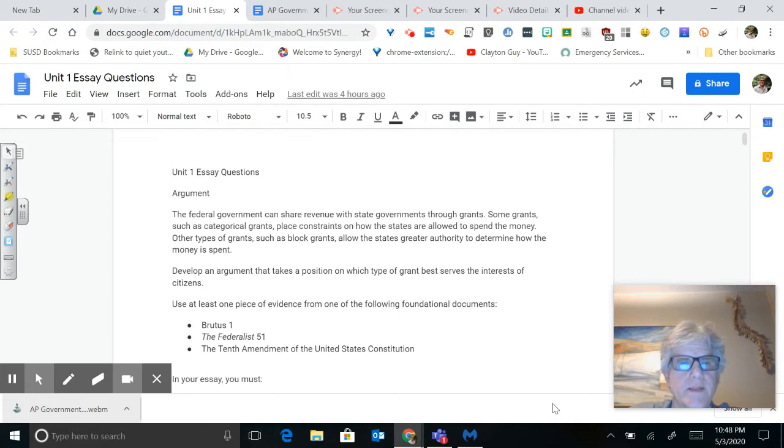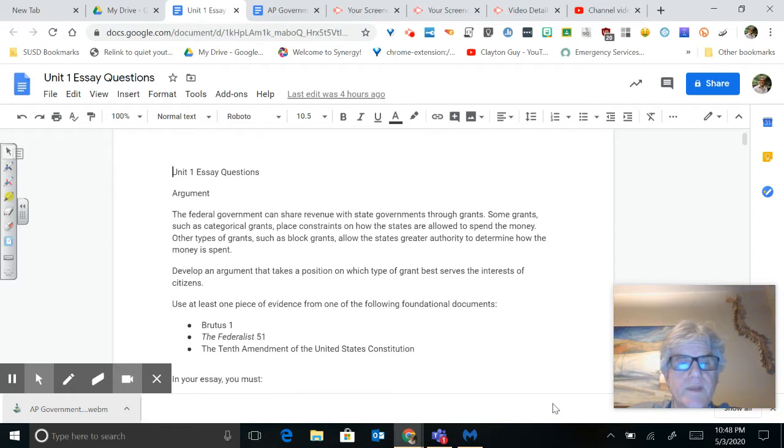So the argument essay for Unit 1, this is from the AP Central. The federal government can share revenue with state governments through grants. Some grants, such as categorical grants, place constraints on how states are allowed to spend money. Other types of grants, such as block grants, allow the states greater authority to determine how the money is spent. Develop an argument that takes a position on which type of grant best serves the interest of citizens.